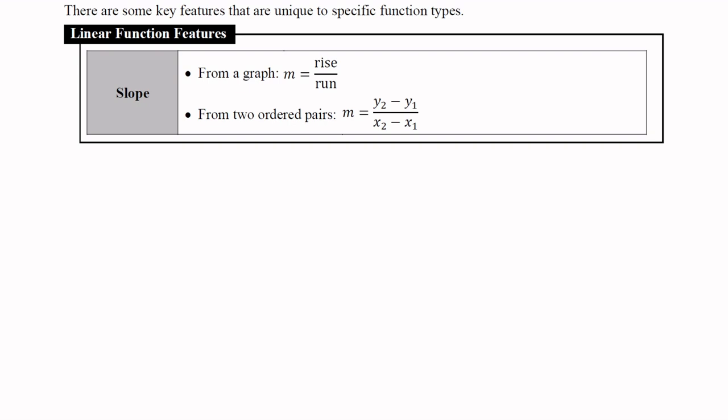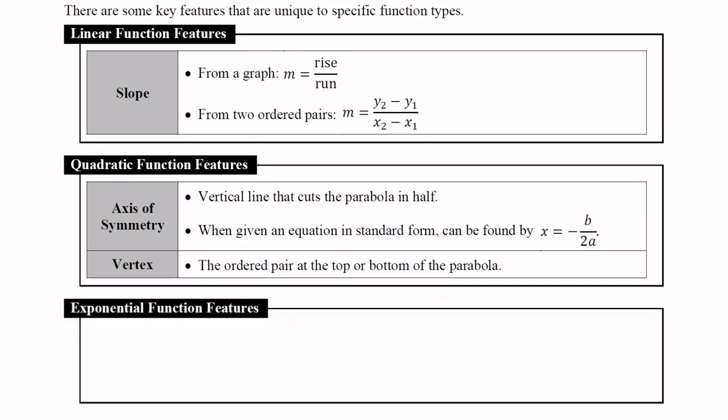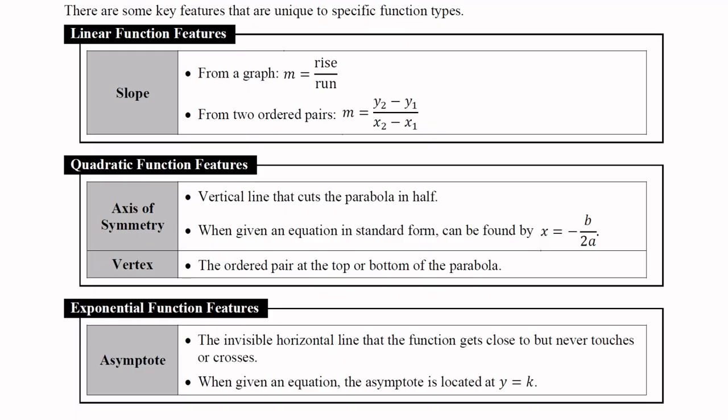For a quadratic function, you have the axis of symmetry, which is the vertical line that cuts the parabola in half. When given an equation in standard form, it can be found by the equation x equals negative b over 2a. The vertex is the ordered pair at the top or the bottom of the parabola. And the exponential function features include the asymptote, the invisible horizontal line that the function gets close to but never touches or crosses. When given an equation, the asymptote is located at y equals k.